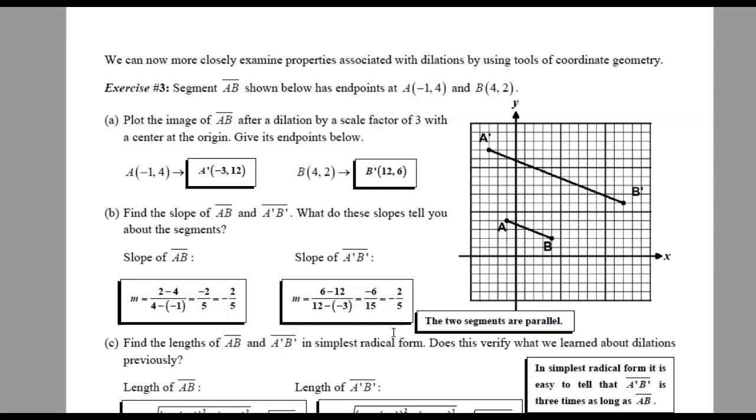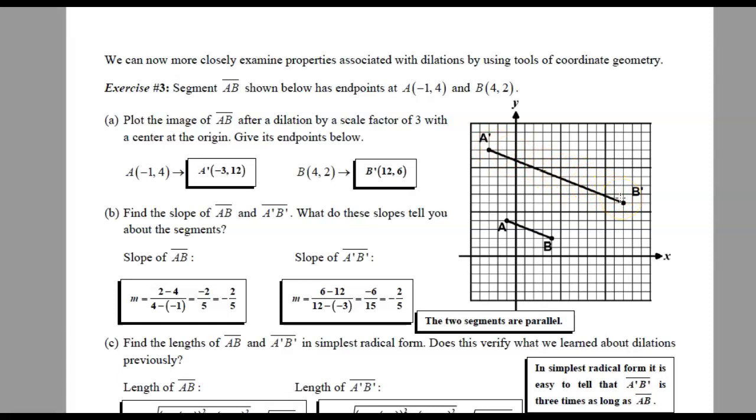Exercise 3, we've got segment AB already drawn. We have -1, 4 and 4, 2. So we want to try to plot the image of that segment after dilating by 3 from the origin. So what we can do is just multiply the coordinates by 3. So A turns into A prime by multiplying by 3, -3 and +12. Same thing with B, becomes 12 and 6. If we plot those 2 points and connect them, we get segment A prime, B prime.